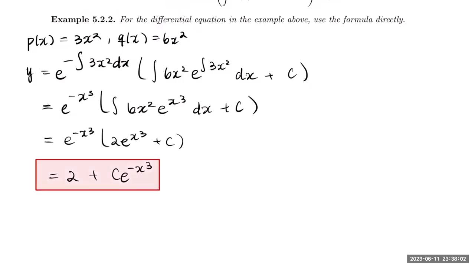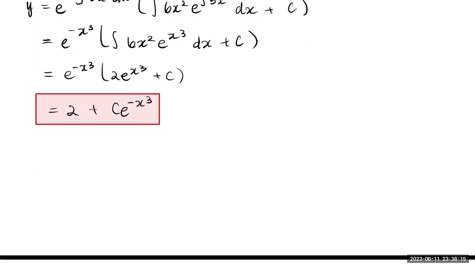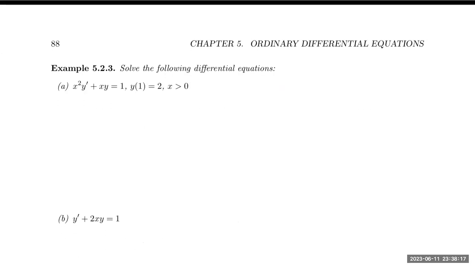So pretty much it is up to you which formula you would want to use here. Okay, so that is the second section that we will have a look at, but let's have a look at some more examples here before we move on. So let's have a look at x squared y prime plus xy, which is equal to 1, but we have the initial value problem that y of 1 is equal to 2.